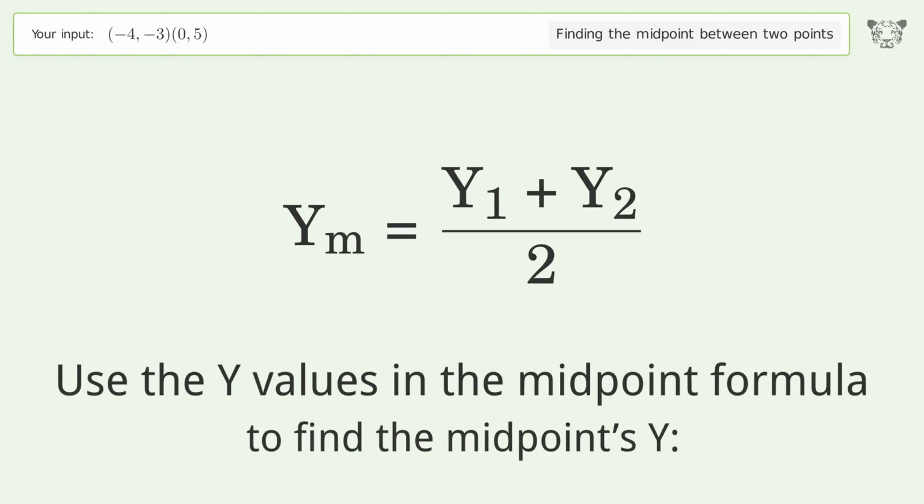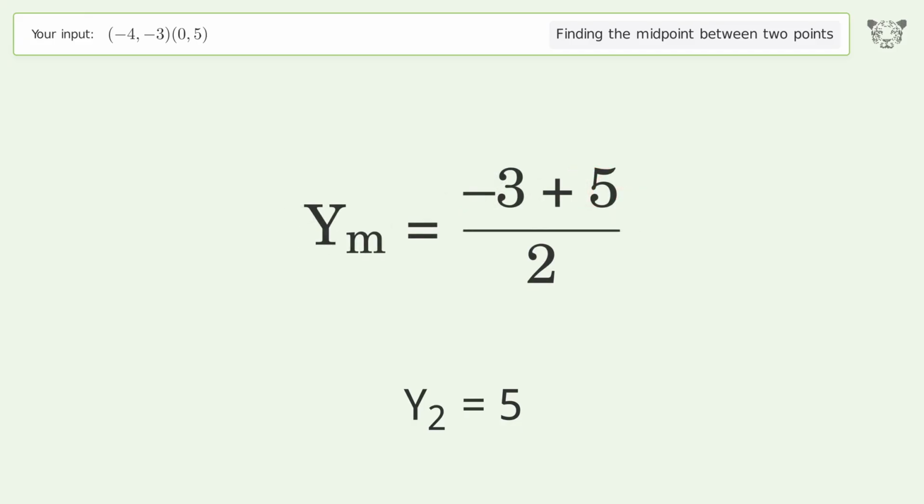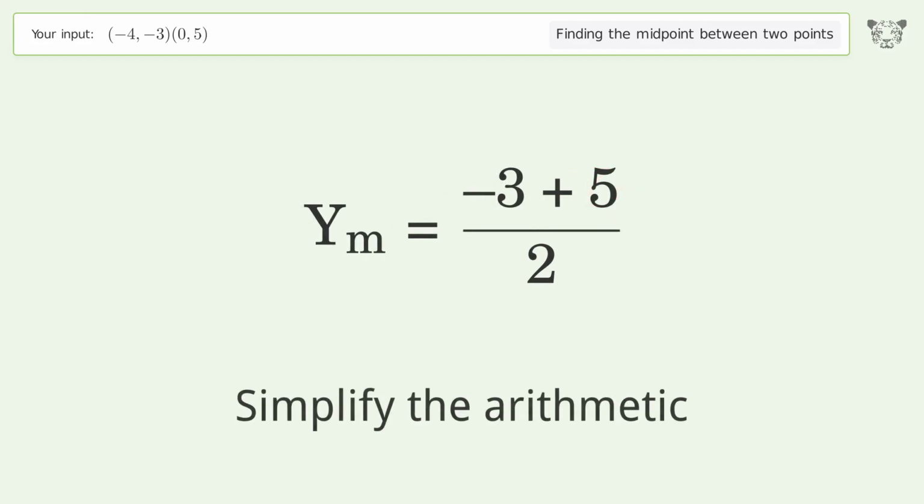Use the y values in the midpoint formula to find the midpoint's y. y1 equals -3. y2 equals 5. Simplify the arithmetic.